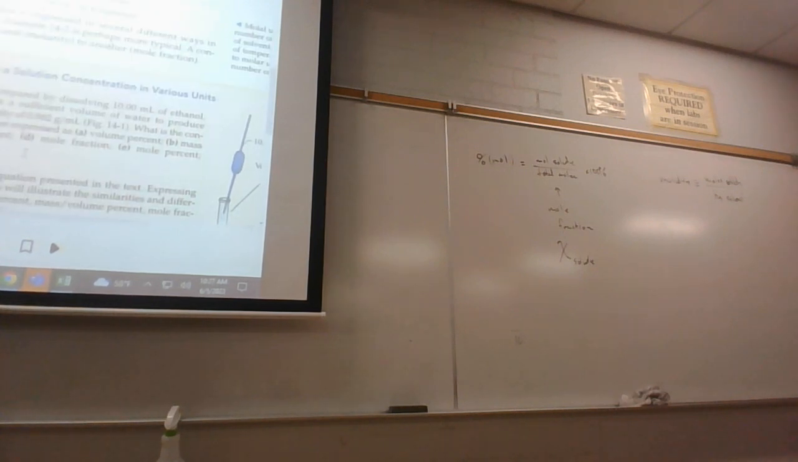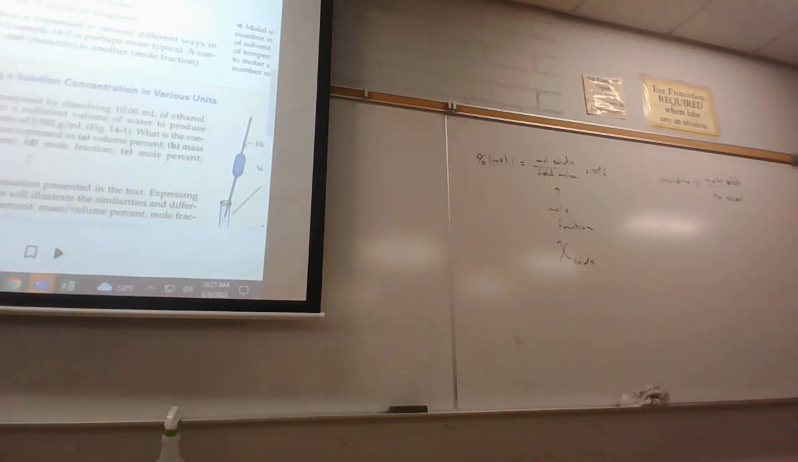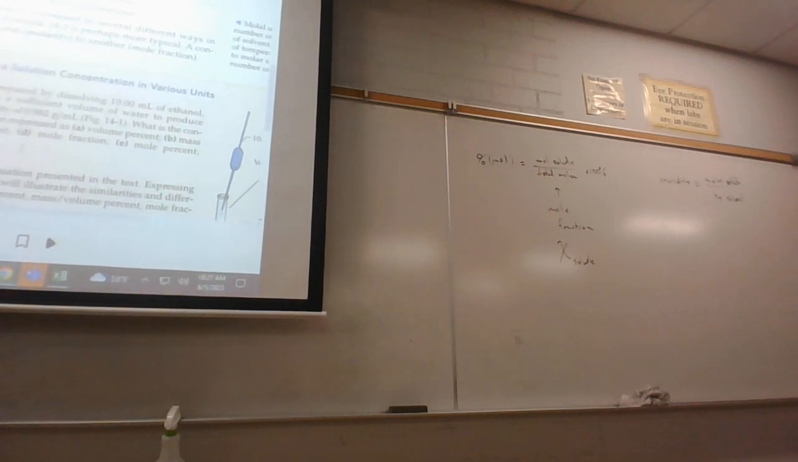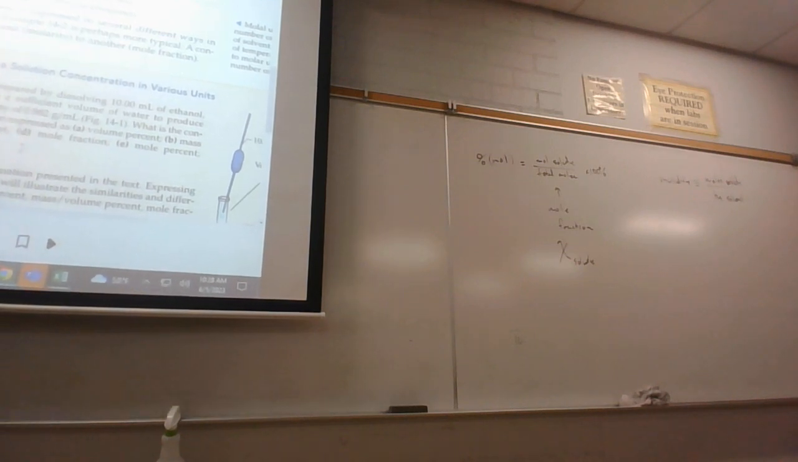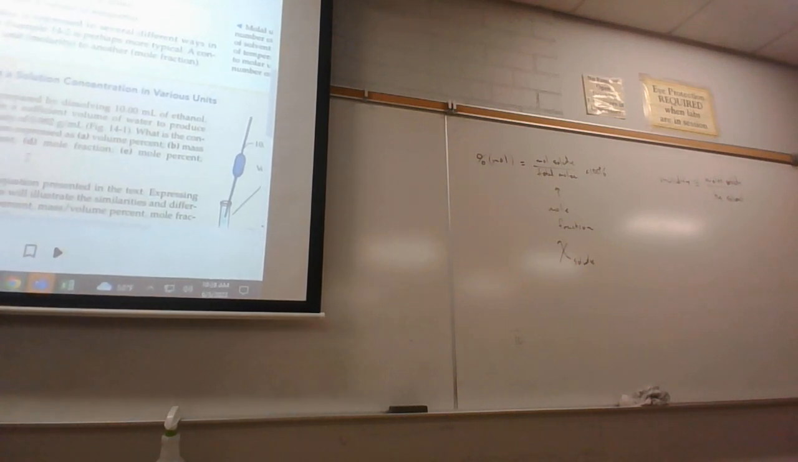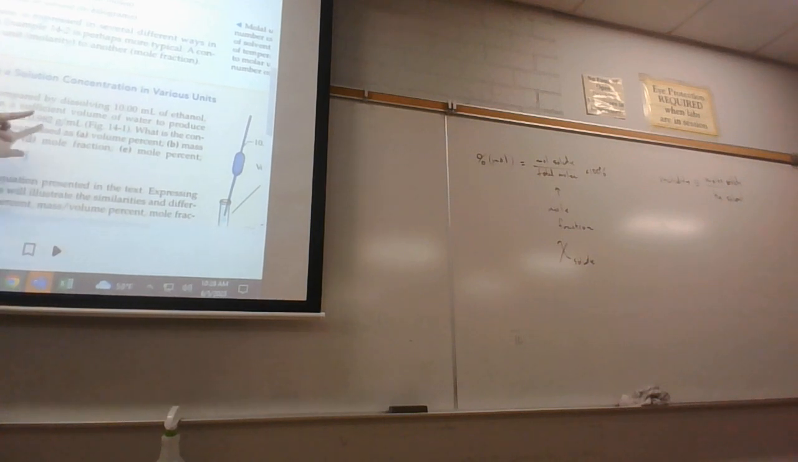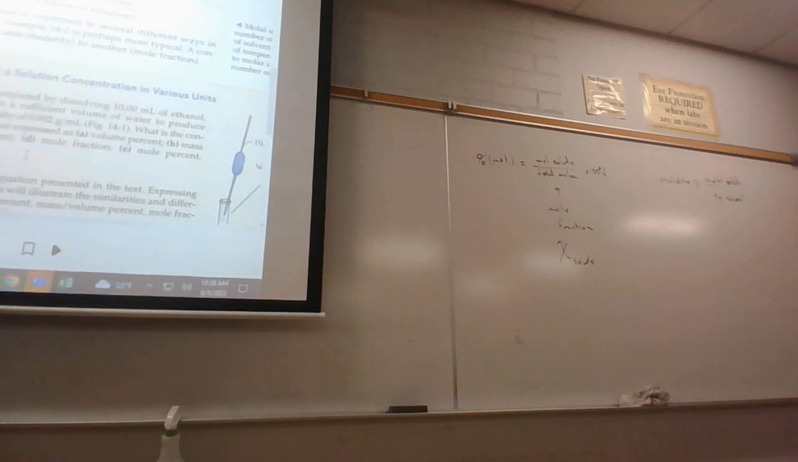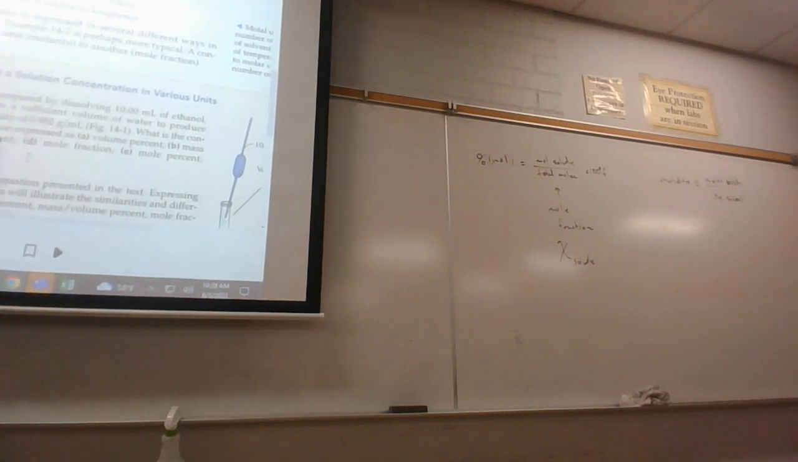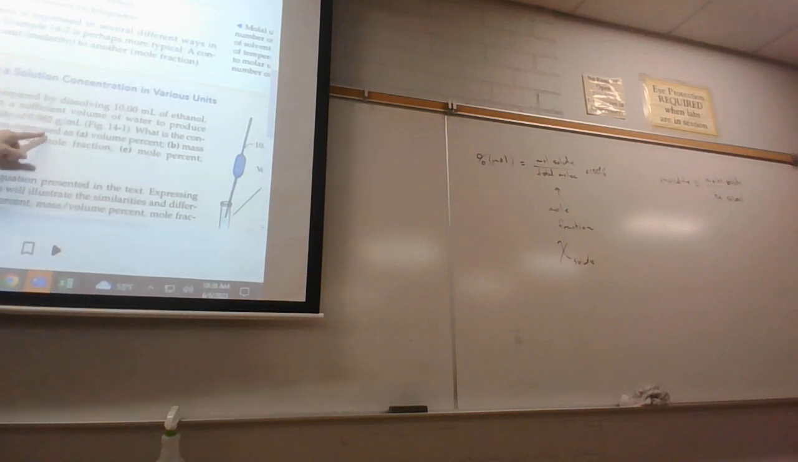Let's take a look at this example here. An ethanol water solution is prepared by dissolving 10 milliliters of ethanol, and they give us the density here. And so from 10 milliliters, we can figure out precisely how many grams, with 4 sig figs for the ethanol, in a sufficient volume of water to produce 100 milliliters of solution with a density of 0.982 grams per milliliter, excuse me.